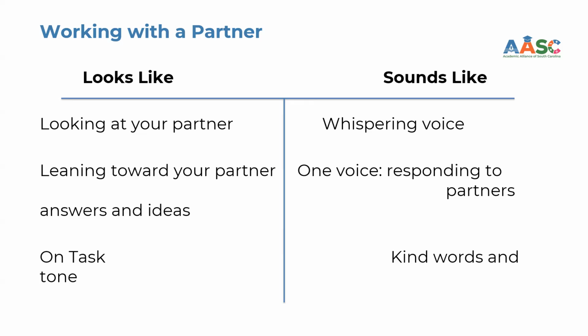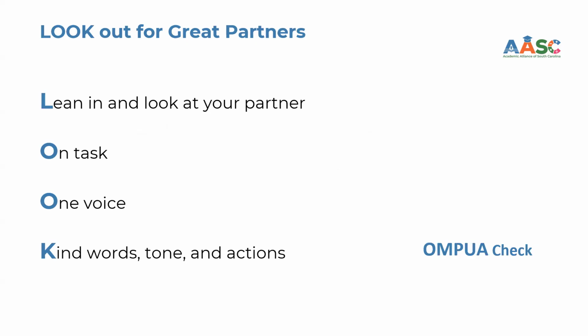So if we start doing that and think about this, because this isn't something that's natural, a sequential step, but I know exactly the behaviors I want to see, so that can turn into a little acronym to help students remember. Look out for great partners. So lean in and look at your partner, be on task, have one voice, and use kind words, tone, and actions. And of course, I'm going to teach what each one of these looks like and sounds like.